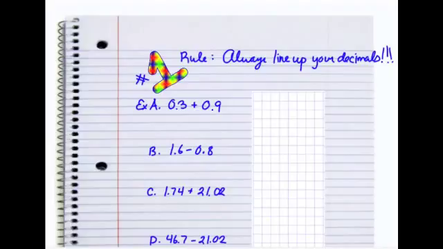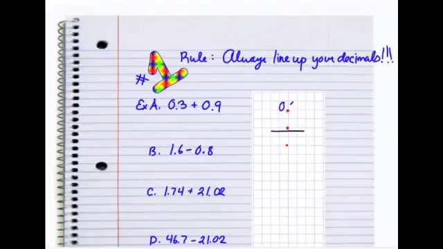So the first example, A, says 3/10 plus 9/10. And in order for me to add these correctly, I need to line up my decimal points. What do I mean by that? I mean the decimals in both of my add-ins, in addition to the decimal in my solution, all need to be in the same row. So now I can build my problem around that decimal.